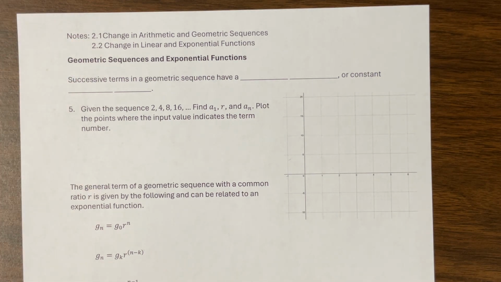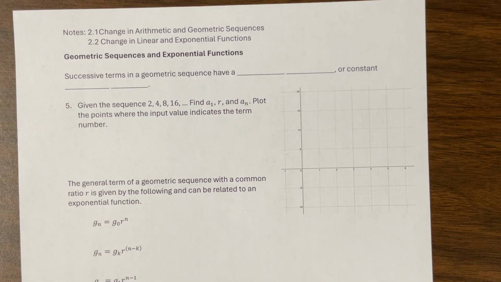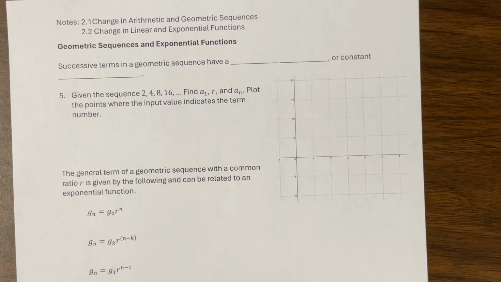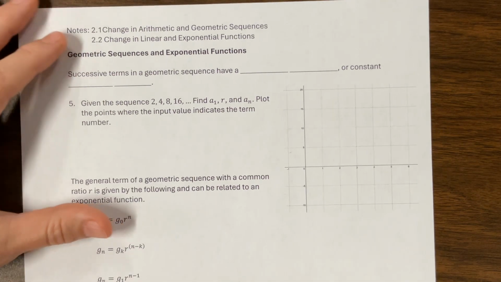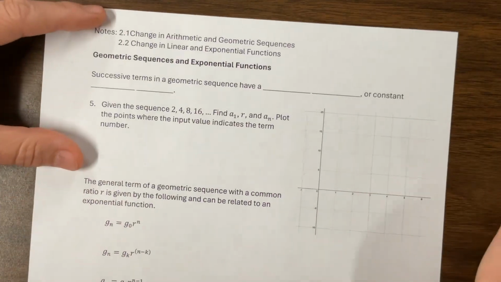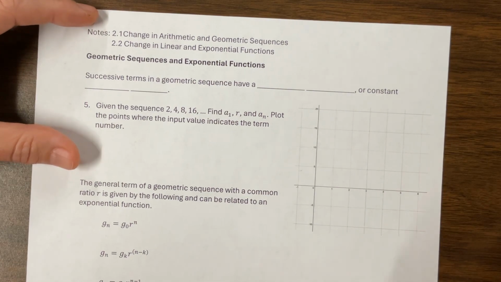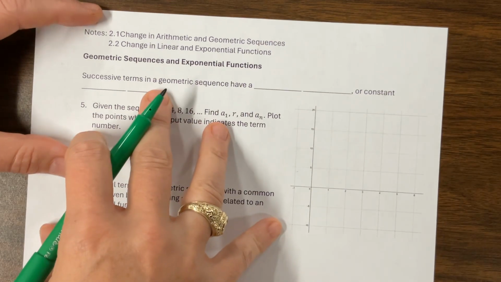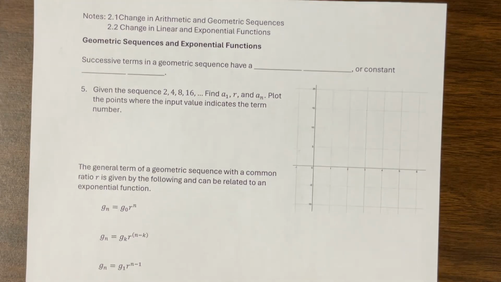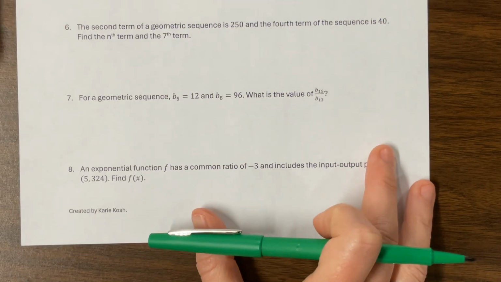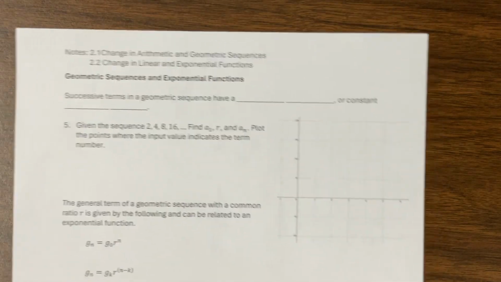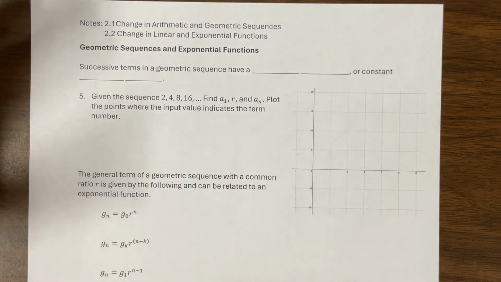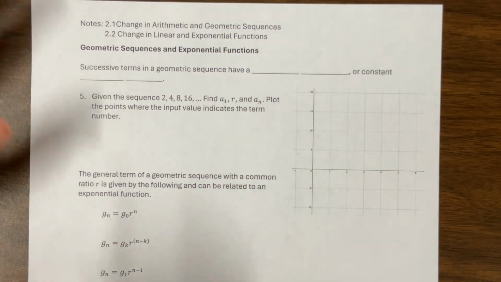I broke it apart not between 2-1 and 2-2, but between arithmetic and geometric. That's just the way that made sense to me. I'm assuming that you watched my previous video. So I basically did the same exact structure for arithmetic that I'm now doing for geometric, but I'll probably go faster since we already understand the first part.